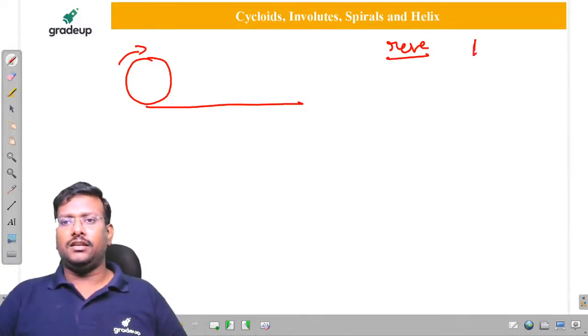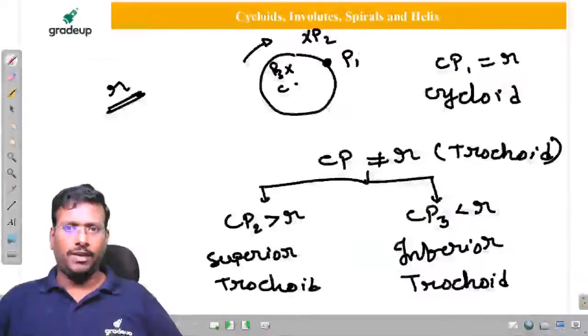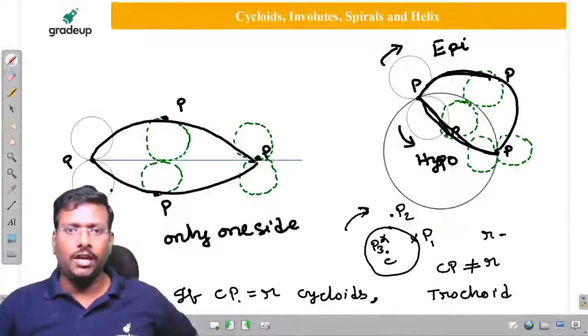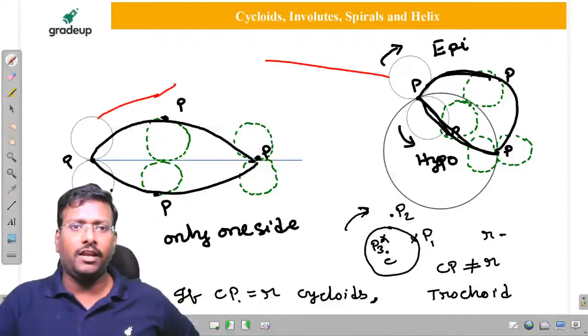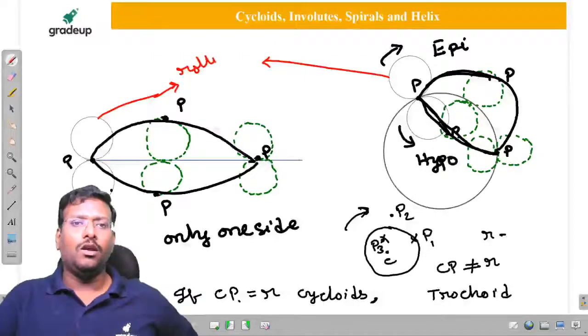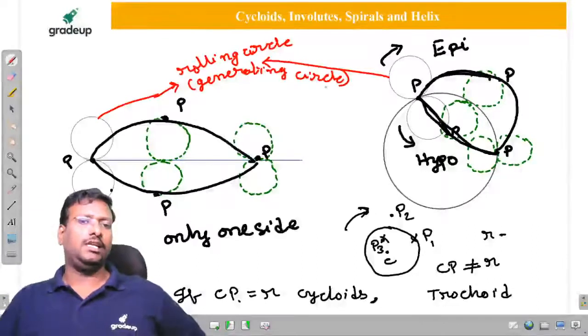directing line length. So here some terminology I am missing, my dear friends. I will give it now. Try to excuse me for this, because in the beginning I should have given it, I forgot. So here you remember the curve which generates the path or locus. The rolling curve is called the rolling circle, or it is also called the generating circle. Generating circle. Is it clear?